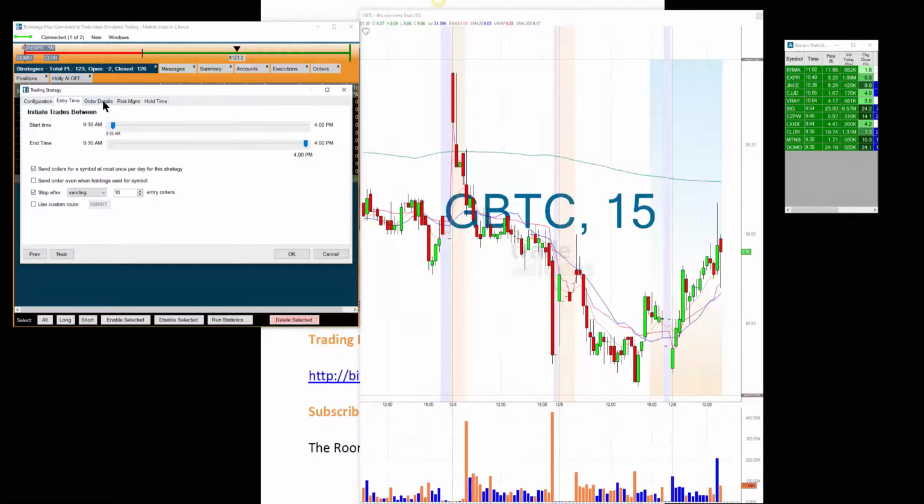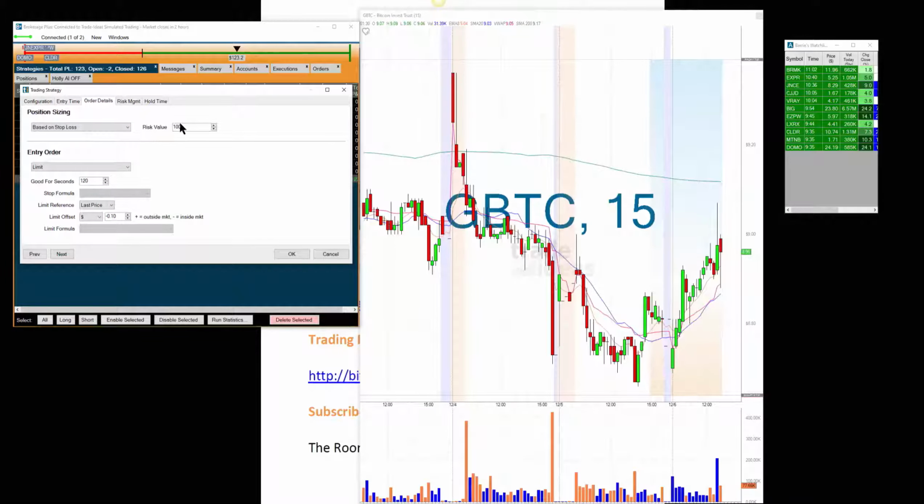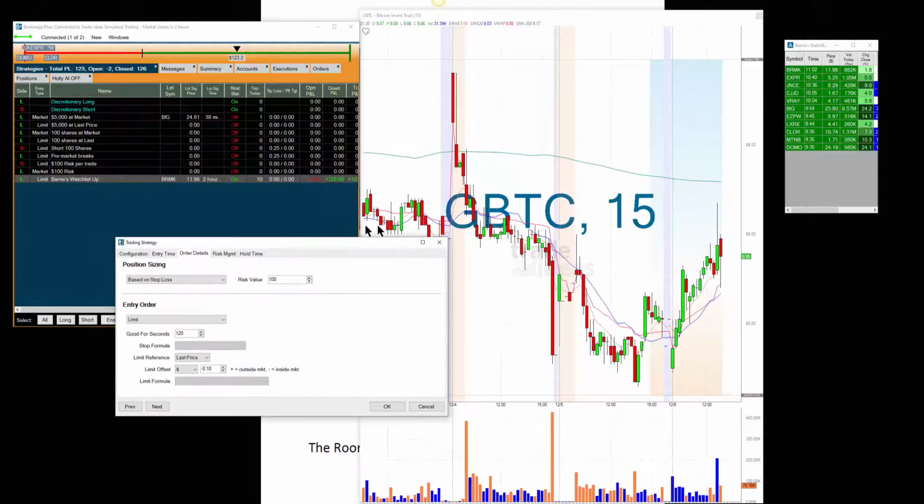But then the order details, I said, okay, I'm going to risk $100 per trade, and the position sizing will be based on the stop loss that is generated by the system. And it's going to be a limit order. But let's just say, for argument's sake, and I could show you the EZPW, for instance. Let me go back. I hope I can do this. Yes.